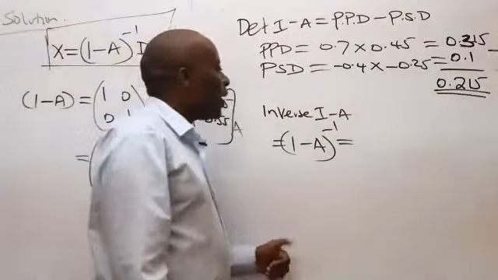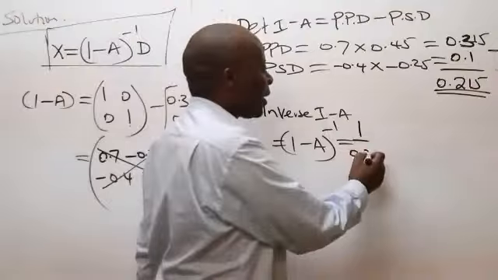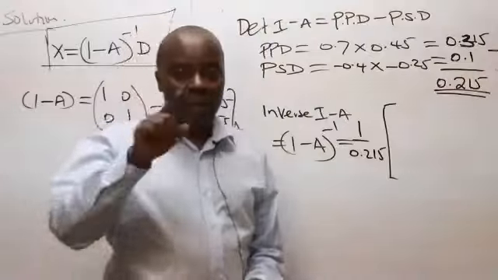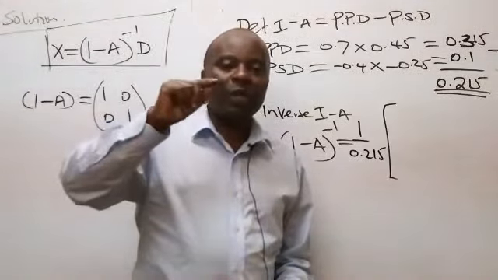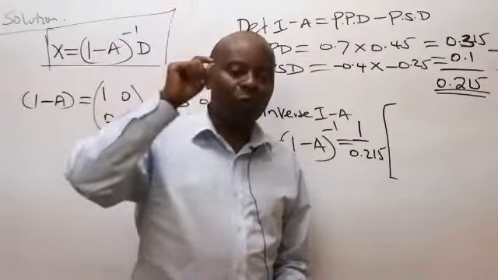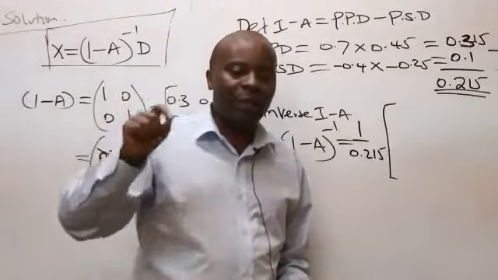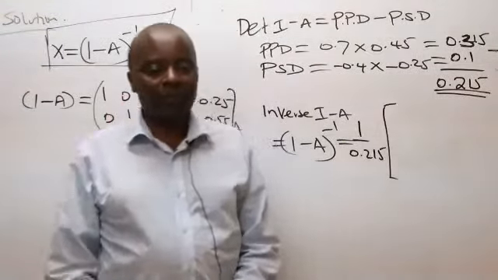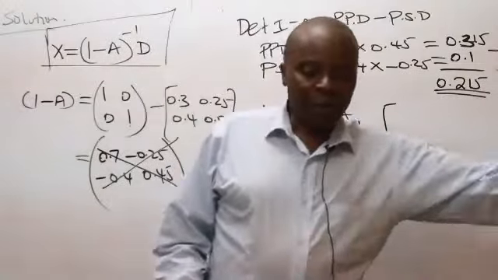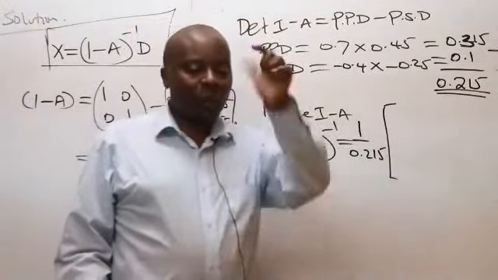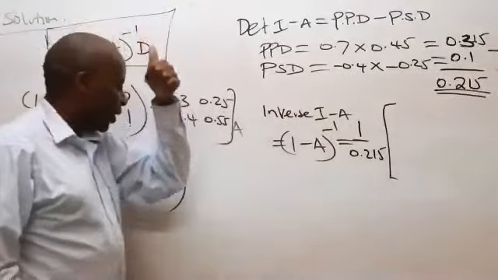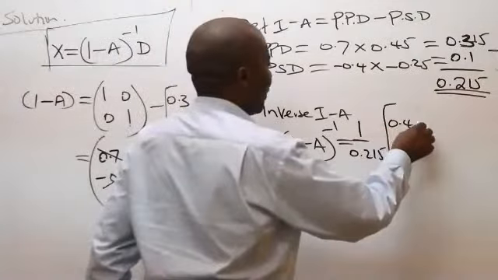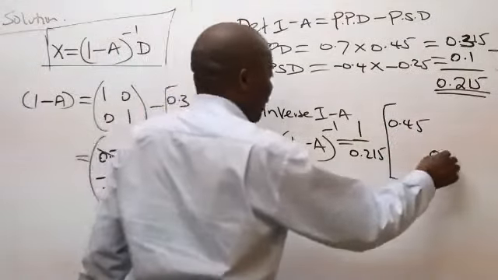So this means the inverse will be 1 over the determinant, into... while inversing, what is it that we normally do for primary diagonal elements? We swap them. Thanks, Gertrude. Gertrude has watched that video. Primary elements, we always swap the respective positions. So 0.45 goes up there, 0.7 goes up there.